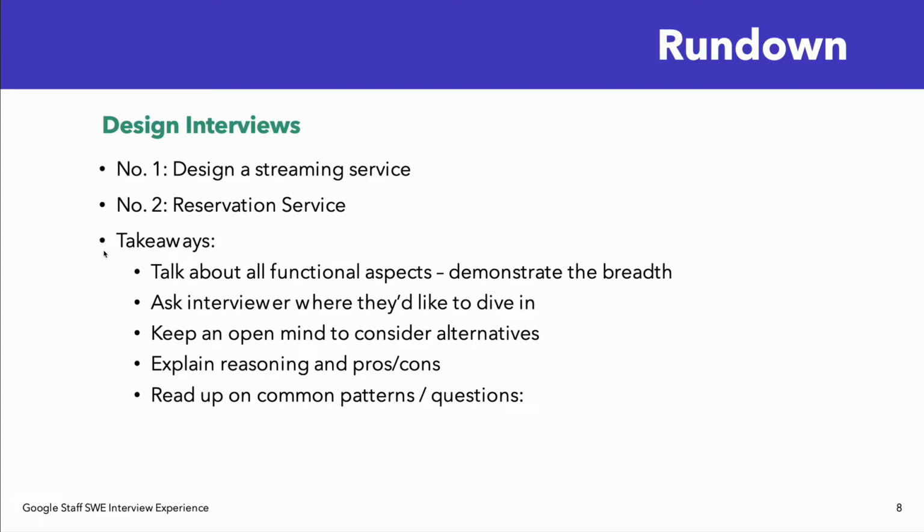Some of my takeaways here: talk about all functional aspects of the problem, right? Demonstrate your breadth of understanding. For example, when I was asked to design a streaming service, the streaming service has a lot of different parts, like ingesting the media, searching, playing the media, personalized recommendations. You have ad insertions. You have royalties because you want to pay back the people who made the content. There's also personalization, like customized watch lists that customers could create. So there's a lot of different parts that this streaming service can have, and talk about all those.